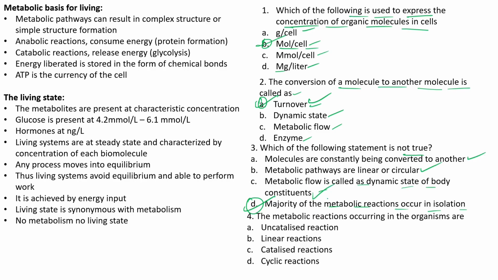Now moving on, the metabolic reactions occurring in the organism are uncatalyzed reactions, linear reactions, catalyzed reactions, and cyclic reactions, right? So we know that major of the metabolic reactions occurring in the cells, they're actually the catalyzed reactions. Catalyzed reactions are the reactions which are done with the help of the catalytic molecules called as the enzymes, right? Ultimately, enzymes are the molecules which are involved in catalyzing or converting from one type of metabolic reactions. Breaking or forming kind of reactions are done by the enzymes only.